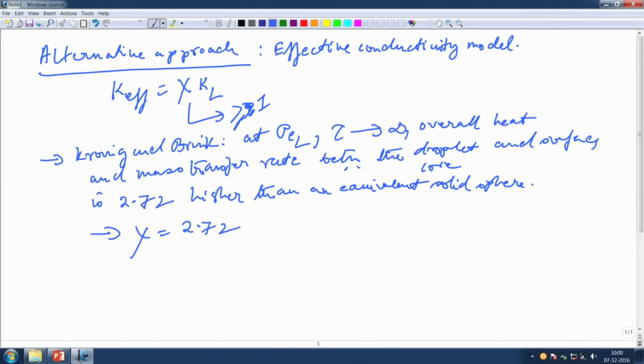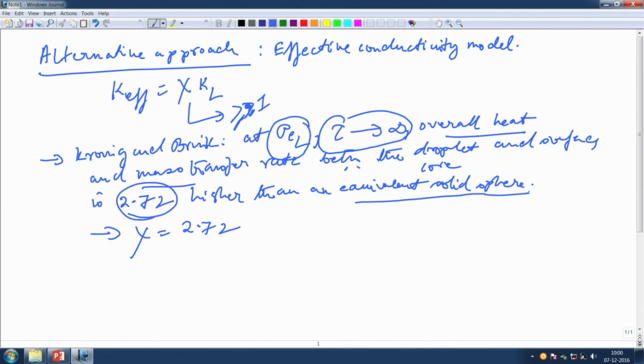So, what did they find? They found that at high Peclet number and long time scales, the heat and mass transfer rate is 2.72 times higher than an equivalent solid sphere. This triggered the thought that if we could use a thermal conductivity that is about 2.72 times higher, then we are okay. Ideally this 2.72 is a misnomer; it should actually be a function of the liquid phase Peclet number. If the Peclet number is high, you have to use a higher value of the thermal conductivity.